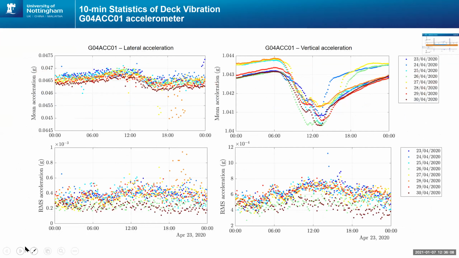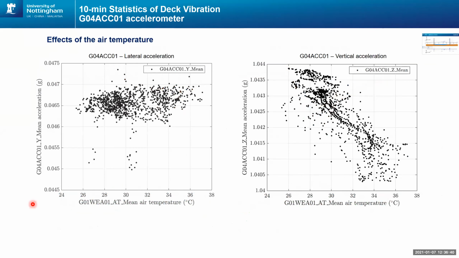What's that associated with? Well, if we superimpose every day on top of each other, we see there's a repeating pattern in that mean trend. Laterally, it grows slowly up until midday, drops off, and then grows slowly again. Vertical acceleration, it drops suddenly in the morning, reaches a trough mid-afternoon, and then grows back again. And that's repeatable day after day after day. Temperature is playing an important part in that.